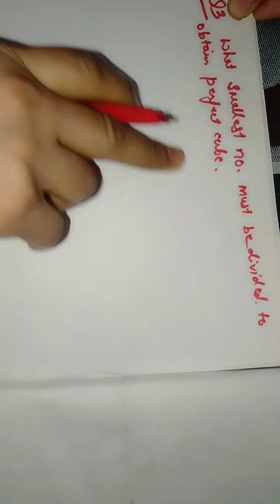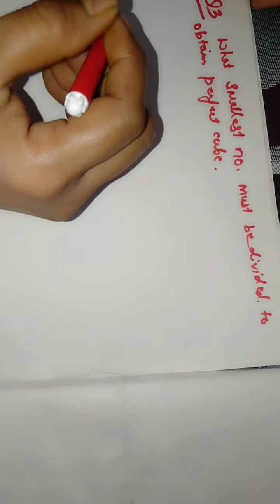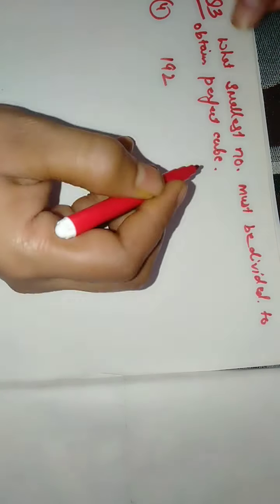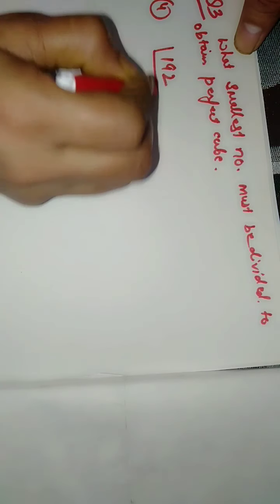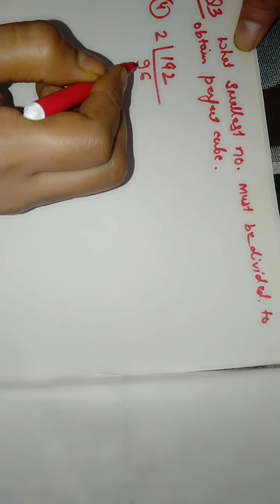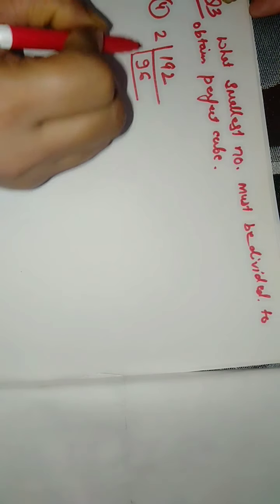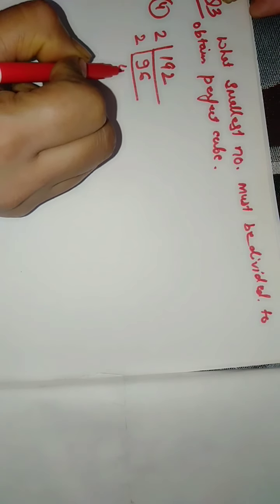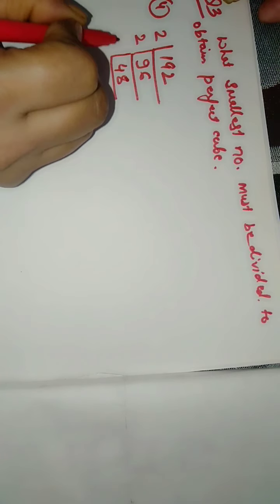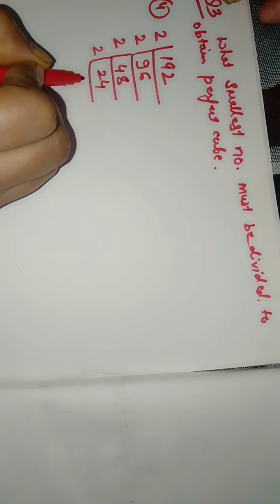Next question, what smallest number must be divided to obtain a perfect cube? Again in this method also we have to first find out by the prime factorization method all the factors. 192 is there, we just divide it by 2. 2 9s are 18 and 2 6s 12. 96 again divisible by 2, 48. Now again dividing by 2, we will be getting 24. Dividing by 2, 12, 6.